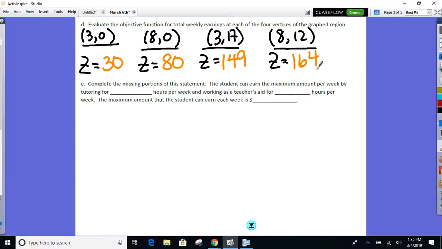What's the 8 represent in 812? 8 hours of tutoring. So if I tutor for 8 hours and work as a teacher's aide for 12, I'll make a maximum amount of money of 164. So based on all the restrictions, I can only make up to 164 bucks, but I have to work 8 hours tutoring and 12 being a teacher's aide. All right.